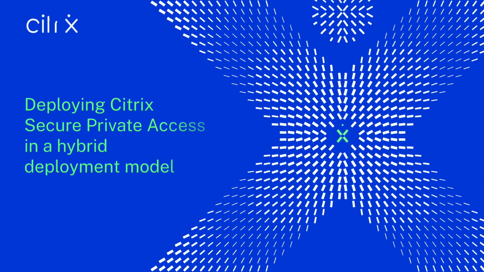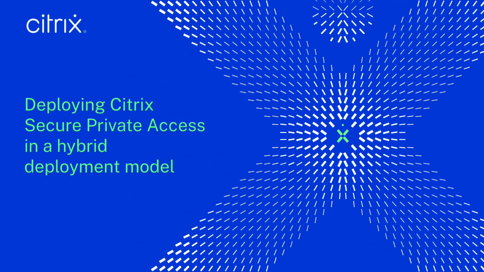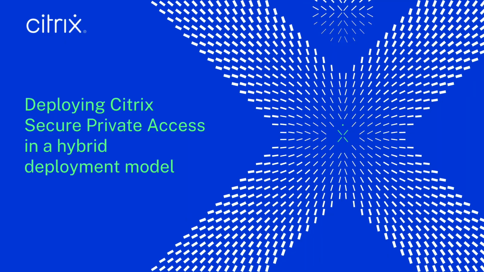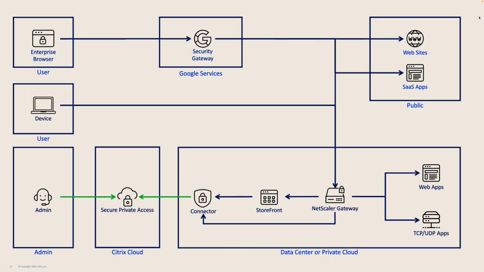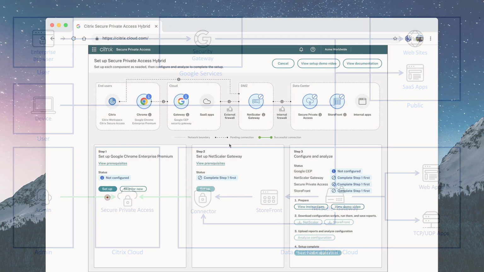Citrix Secure Private Access brings modern zero-trust security to organizations that need the flexibility of both cloud innovation and on-prem control. In a hybrid deployment, Citrix splits the data plane and control plane in a way that lets you preserve your existing NetScaler gateway, StoreFront, and connector infrastructure while shifting policy management, analytics, and administration to Citrix Cloud. This how-to video will walk you through how to configure Secure Private Access in a hybrid deployment model.